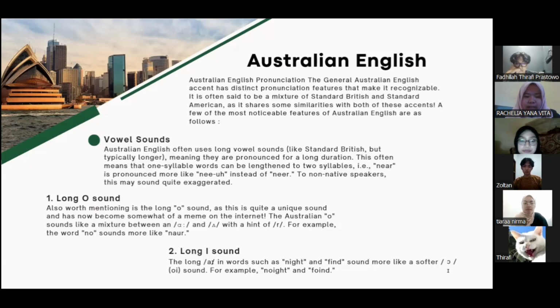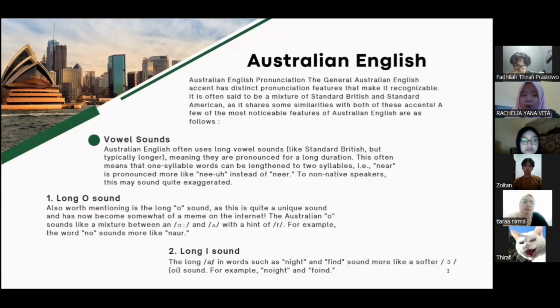Vowel sound. Australian English often uses long vowel sounds like Standard British, but typically longer, meaning they are pronounced for a long duration. This often means that one syllable words can be lengthened to two syllables. Example, that is near is pronounced more like near instead of near. To a non-native speaker, this may sound quite exaggerated.